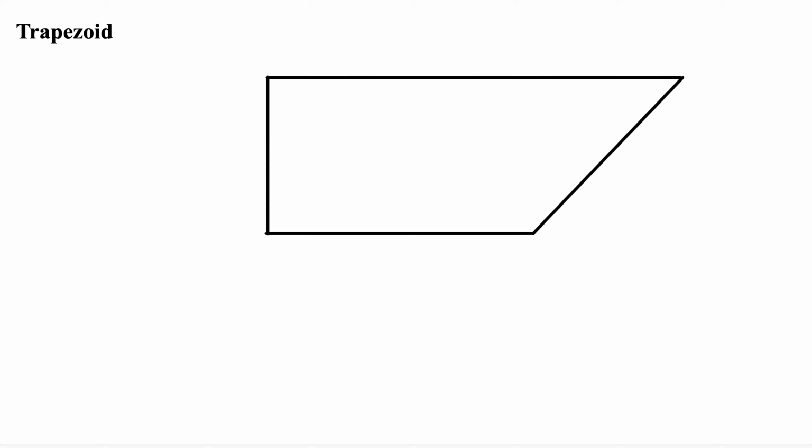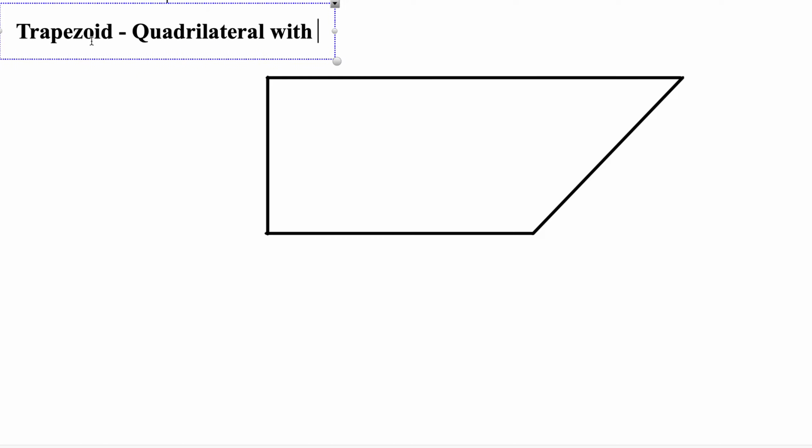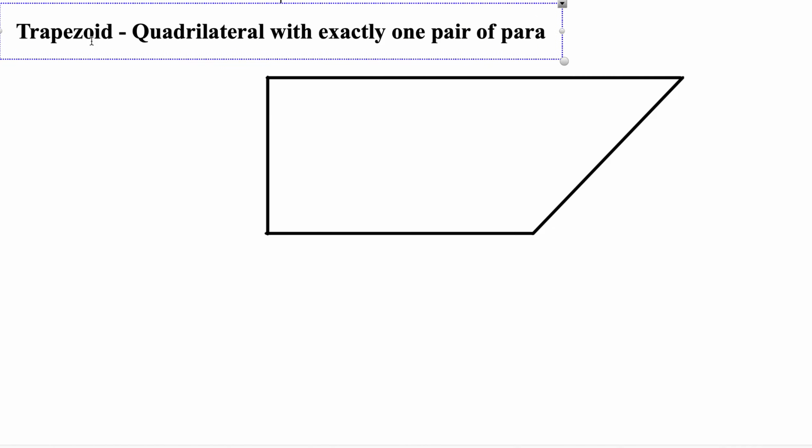Trapezoid. A trapezoid, by our definition, is a quadrilateral with exactly one pair of parallel sides.